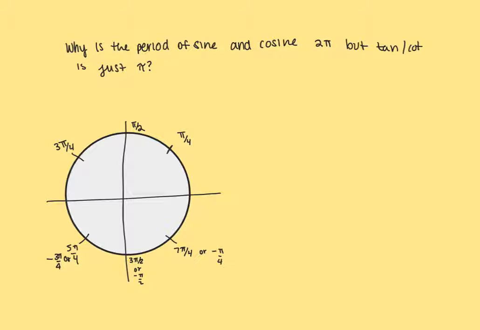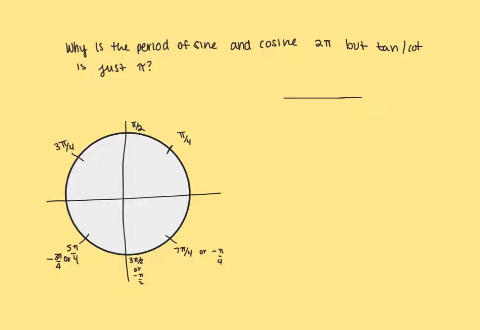This next conceptual question we're going to investigate is why the period of sine and cosine are 2 pi, but tangent and cotangent are just pi. So I have a unit circle drawn here with some key points we're going to investigate with, but I want to think about what an x and y axis looks like for sine, cosine, and tangent.